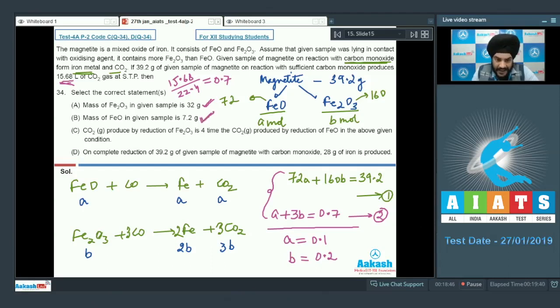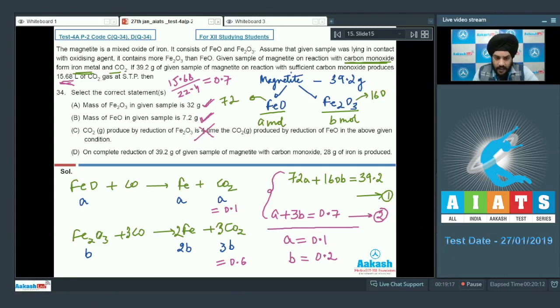If you look at the option C now, CO2 produced by reaction of Fe2O3 is 4 times the CO2 produced by reduction of FeO in the above given condition. So if we talk about the moles of CO2 formed by reduction of FeO, we have the value as 0.1. And if we talk about the moles of CO2 formed by reduction of Fe2O3, we have the value as 0.6. So the moles of CO2 formed by Fe2O3 is 6 times and not 4 times. So statement C will be incorrect.